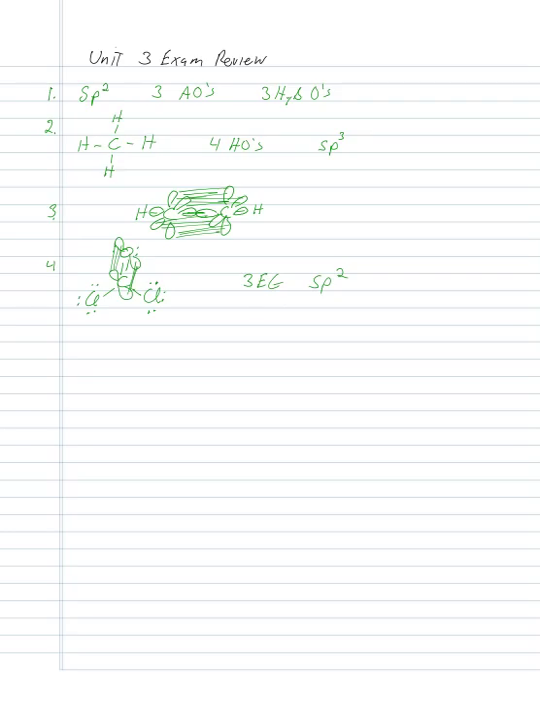Again, a double bond in valence bond theory is always a sigma bond and a pi bond. The sigma bonds always form from the sp2 hybrids, and your pi bonds always form from unhybridized p orbitals. So that's why the answer there is B.